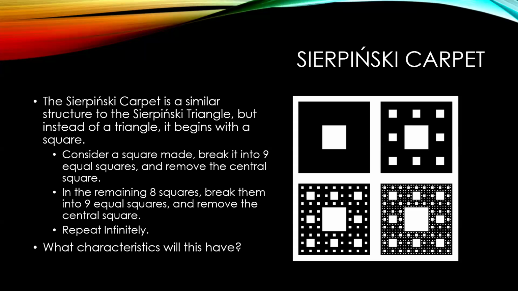We also have variations such as Sierpinski's carpet. The Sierpinski carpet is a similar structure, but it definitely has some different properties. Consider the square and then break it into 9 equal squares and remove the center square. Of the remaining 8 squares, break them into 9 equal squares and remove the center square. Repeat infinitely. What characteristics will this have? That's something I'll leave to you. Will this shape have an area after everything is removed? Will it have a perimeter? What'll the perimeter be? What'll the area be?